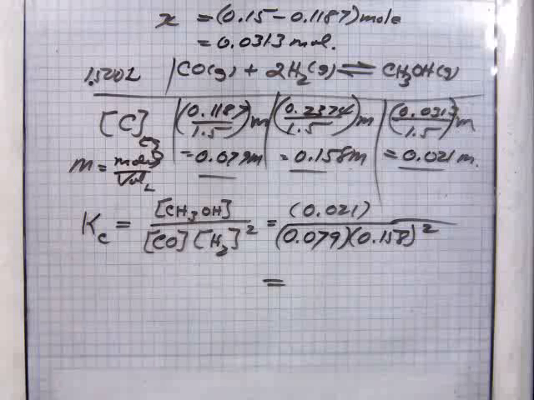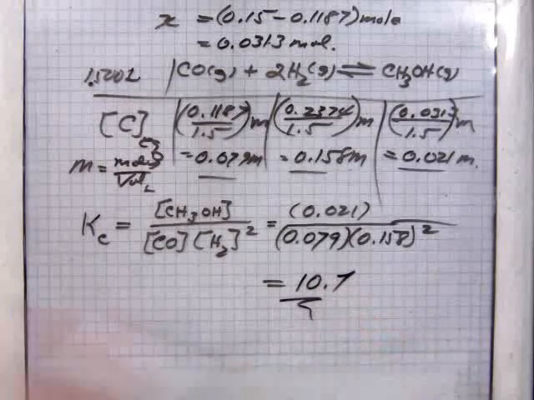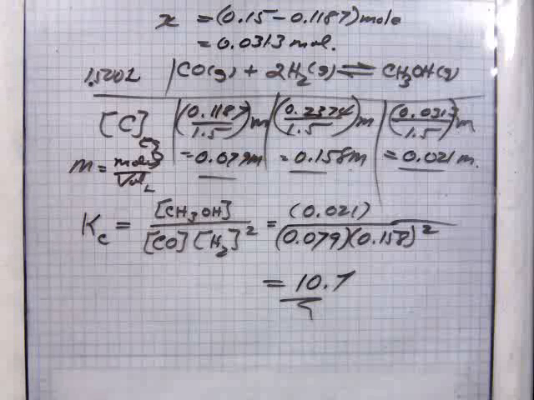And I got a 10.7. Okay, and so 10.7 says you have a mixture of reactants and products, but the concentration comparison between reactants and products: you have more products than you do reactants because it's a number greater than 1. If you have a fractional K value, it means you have more reactants than products in that equilibrium.